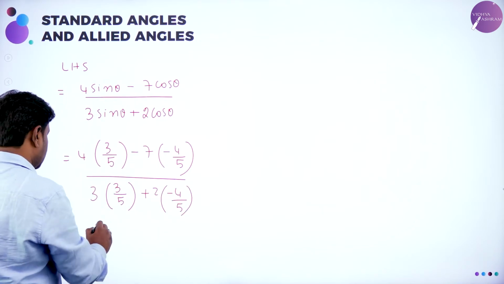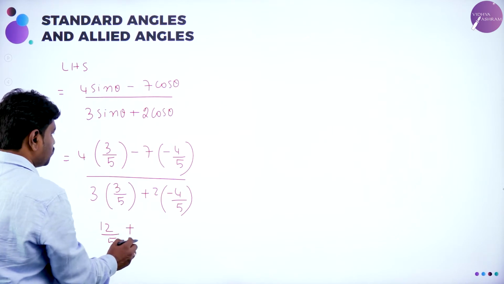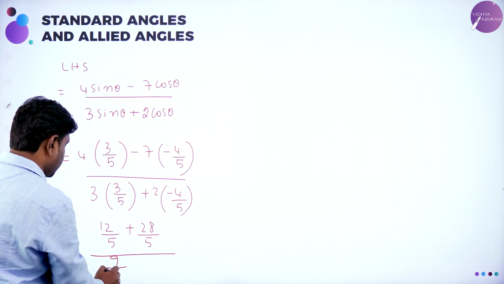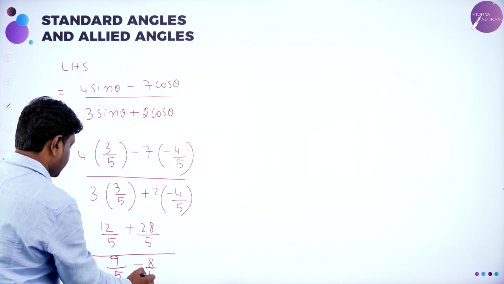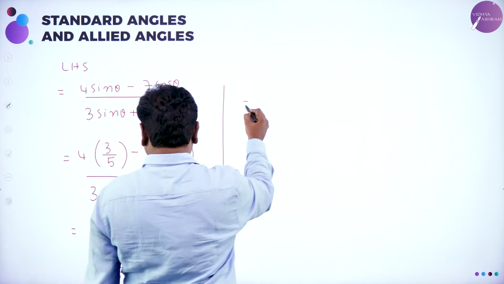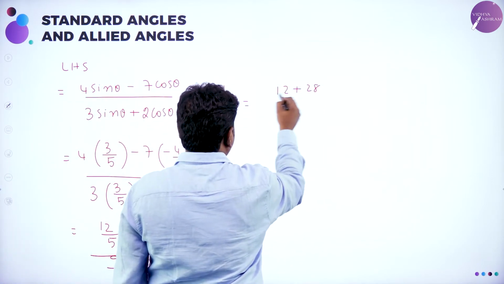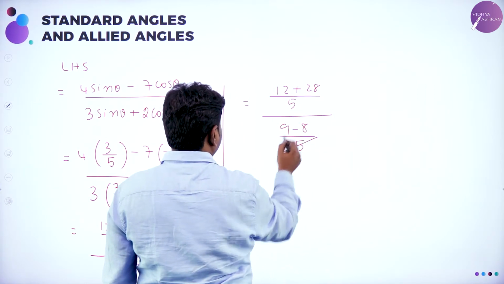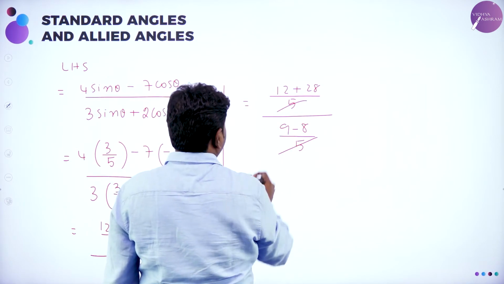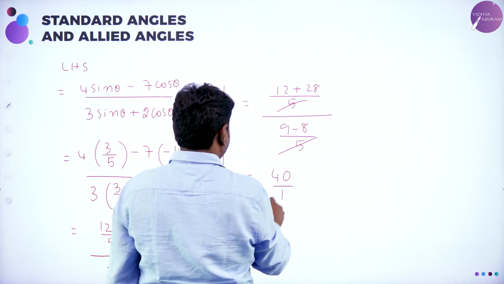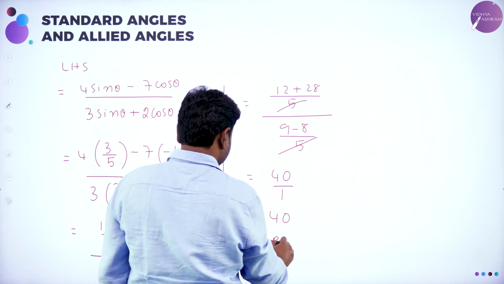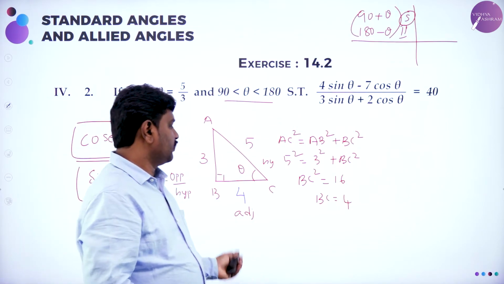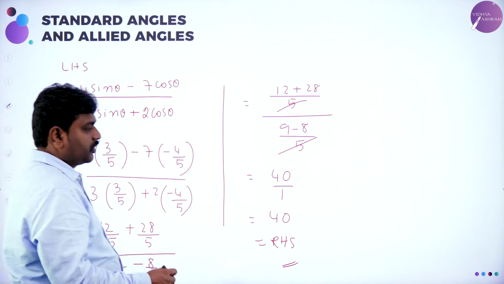So 3 4s are 12 by 5, minus into minus plus, 7 4s are 28 by 5, whole thing divided by 3 3s are 9 by 5, minus 8 by 5. So further simplify this. Numerator 12 plus 28 by 5, denominator 9 minus 8 by 5. So by 5 cancels. So 28 plus 12 gives you 40 divided by 1. 40 by 1 is 40. This is your RHS. So they want you to prove 40 and we got 40. So I hope all of you understood this.